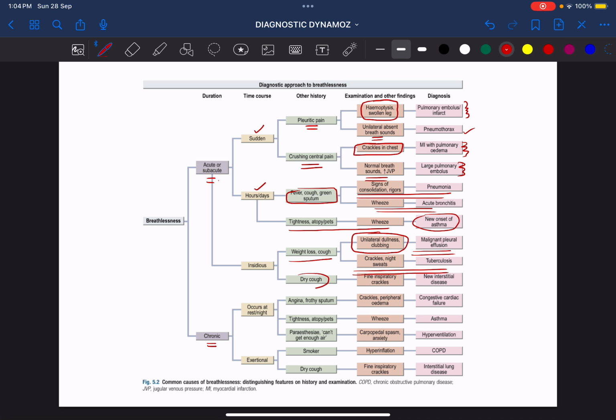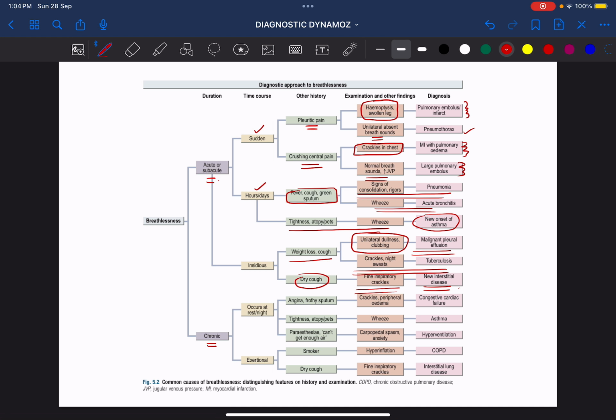Suppose the patient is having dry cough with fine inspiratory crackles. Fine inspiratory crackles are the hallmark of interstitial lung diseases, so called occupational lung disorders. Dry cough, so acute onset or subacute onset.